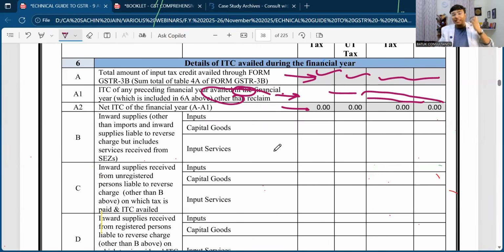So input ITC may be on account of purchase. ITC may be on account of import, or whether we are claiming the input tax credit under reverse charge mechanism. So we have to provide the bifurcation.